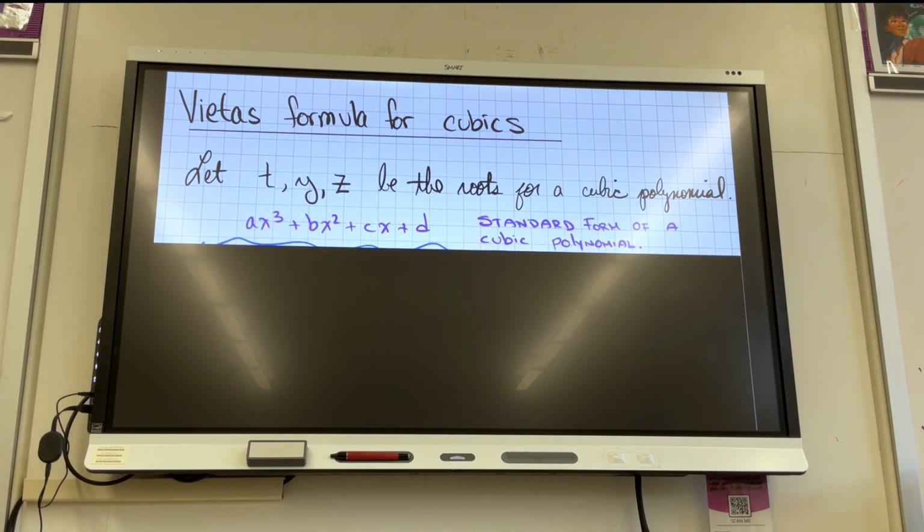And just as a reminder, this is what a cubic looks like. So very similar to the standard form of a quadratic, but a is now going to be on the cubic term, b will now be on the quadratic term, c will now be on the linear term, and d will now be the constant. And if we went to a quartic, it would be the same thing, except a would be on the quartic term, b would be on the cubic term, c would be on the quadratic term, d would be on the linear term, and e would be the constant. And this continues in that pattern.